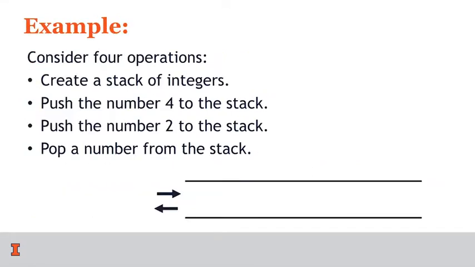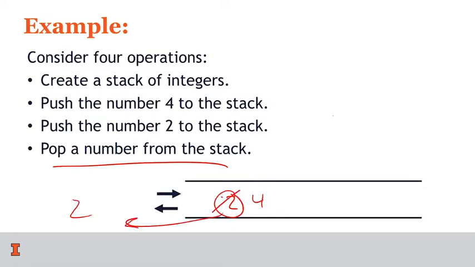We can consider an example with a stack. Let's consider a stack of integers. We're going to place 4 on top of the stack, and then we'll place 2 on top of the stack. Next thing is we'll pop a number off the top of the stack. Looking at what's on top of the stack, we remove 2. So 2 comes out of the stack when we're using a stack data type.